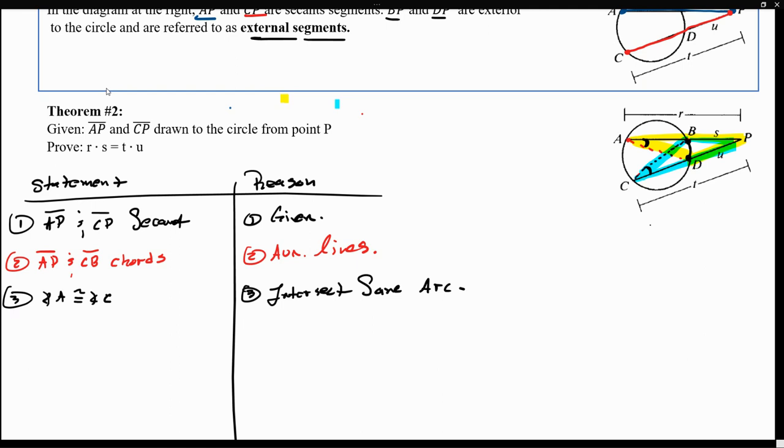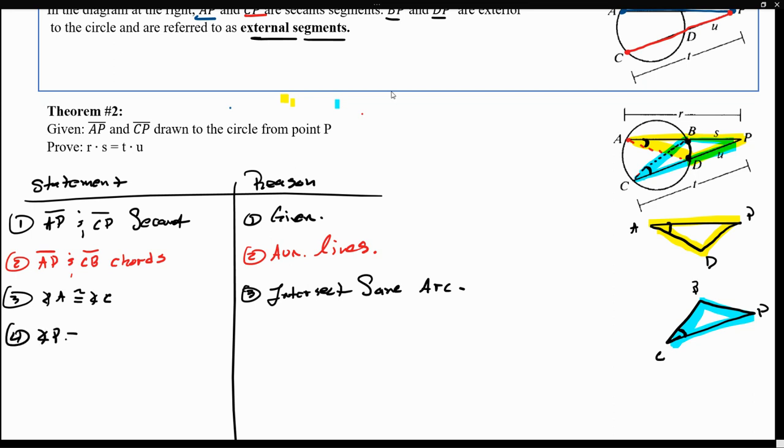So I think it would be better if I just separate those triangles. So give me 1 second. Now we're back. All we have shown is that angle A is congruent to angle C. But now notice that angle P, which is this angle right here, is present on both of those triangles. So therefore, angle P is definitely congruent to itself due to the reflexive property.